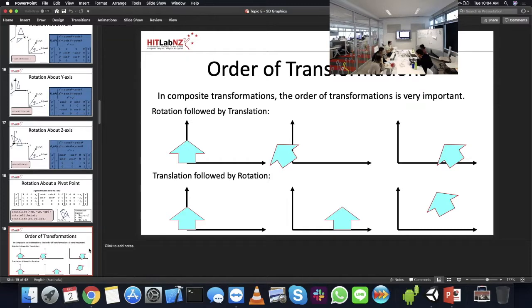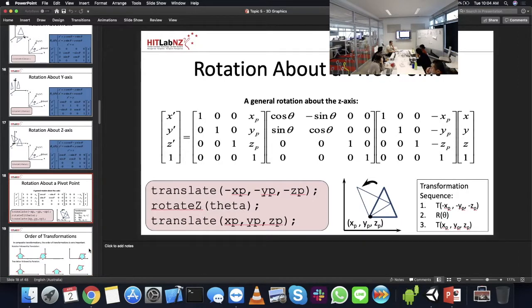So there's just a couple more things. The order of our transformations is very important, and this is really a follow-on from this sort of thing.